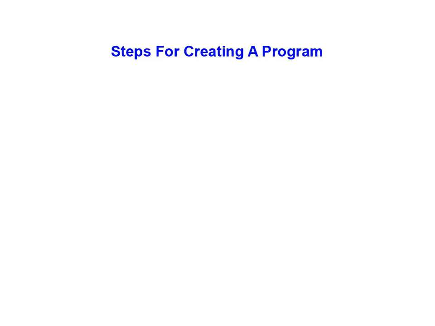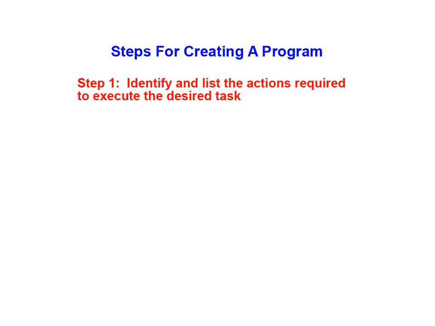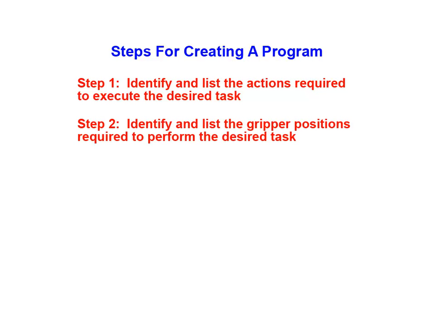We'll now take a moment and review the general steps for creating any robotics program using RoboLogix. The first step in this process is to identify and list the actions required to execute the desired task. This includes actions such as moving the robot arm, starting or stopping a conveyor, as well as opening and closing the gripper. In addition to listing the physical actions, we also have to identify and list the gripper positions required to perform our desired task.